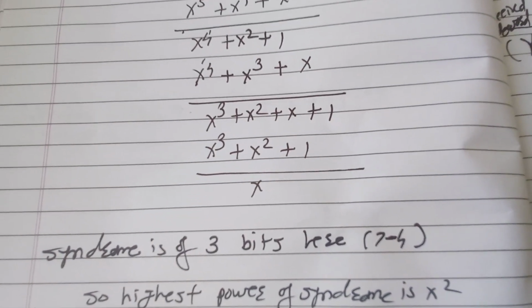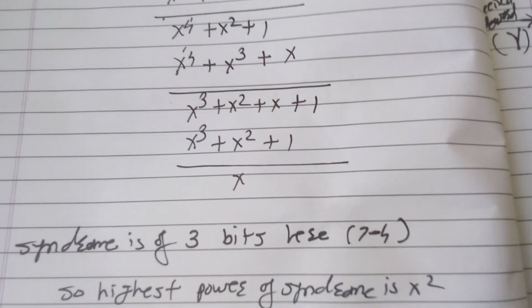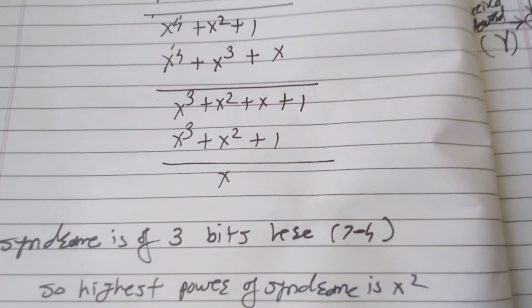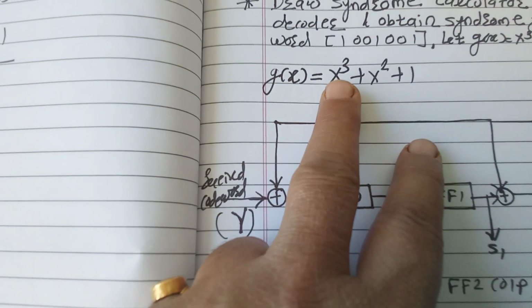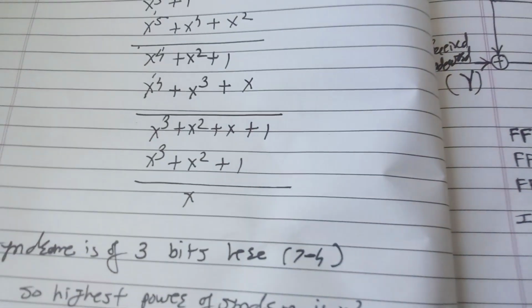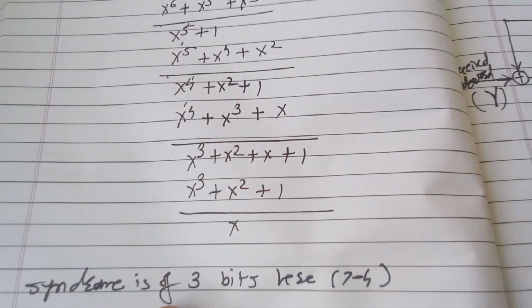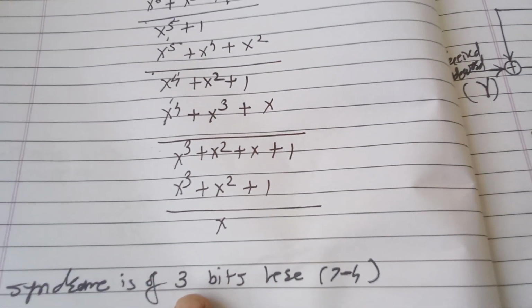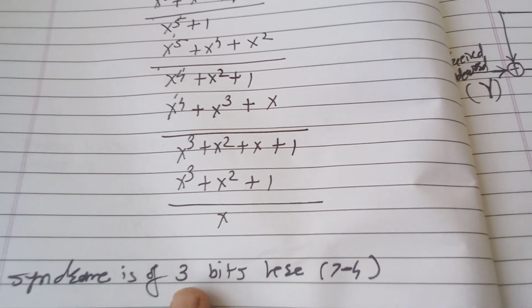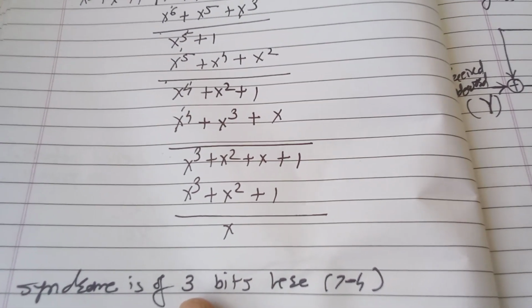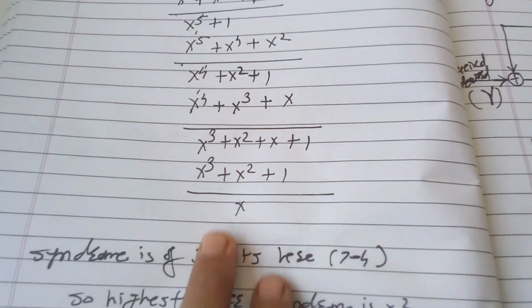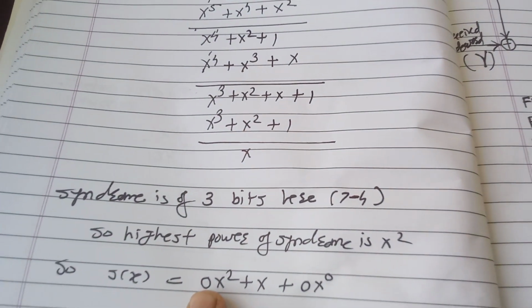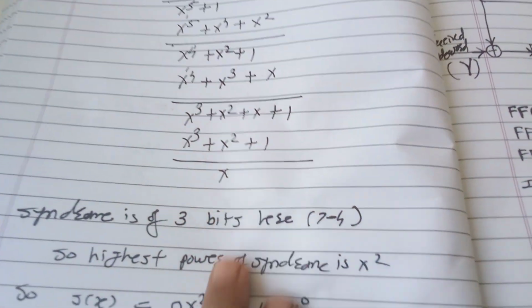Now how to represent it in the form of bits: you should know how many bits are there in the syndrome. For that you have to again see the degree of g(x), that is equal to 3. The degree of g(x) is 3, that means the syndrome has 3 bits. If the syndrome has 3 bits, then its highest power will be 2. The highest power of the polynomial will be 2. So x^2 is not there, so write down 0. Then x is there, so write down 1.